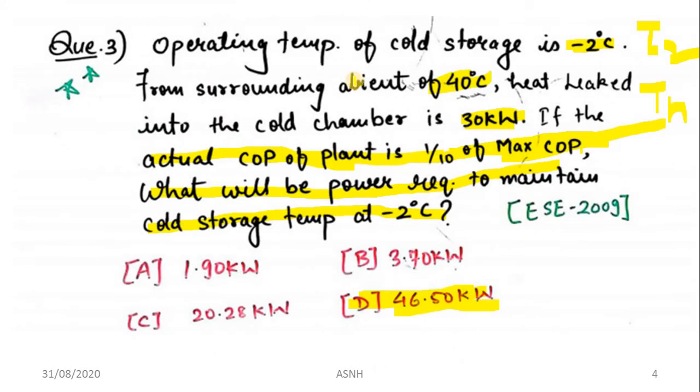So once again I will give the introduction of the given parameters. For the cold storage, the lowest temperature is -2 and the highest temperature is 40 degree. The refrigerating effect is around 30 kilowatt, and the actual COP is 1/10 of the maximum COP. We have to calculate the power to reach -2 degree Celsius.